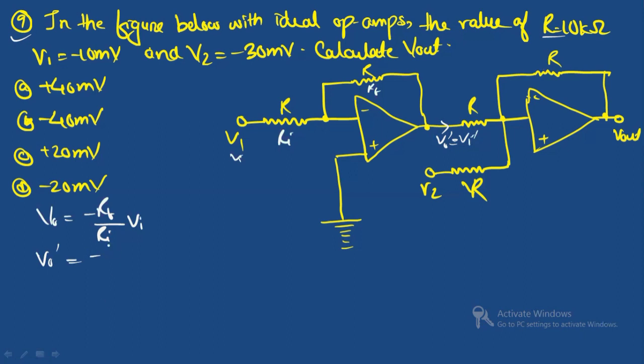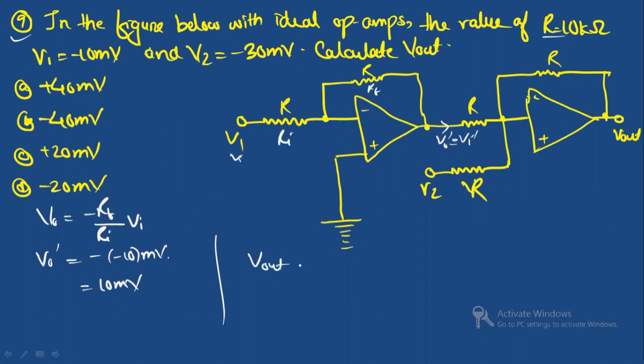So you will have R by R, which is equal to 1, and V1 is minus 10 millivolt. So you will get V0 prime to be 10 millivolt. Clear?